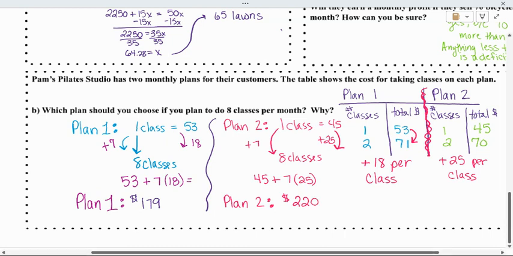So Plan 1 is the better cost, just like Tim said at the beginning. Plan 1 is the better cost. Okay? What do you think? Does that make sense?